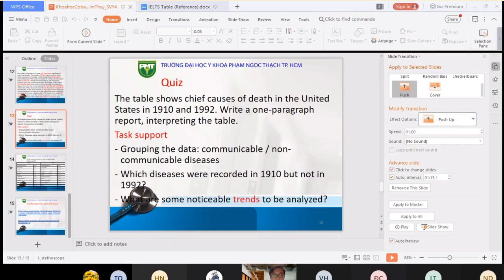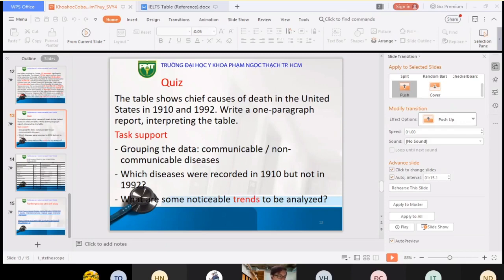Task support, grouping the data. Okay, so you should know how to group data together. Okay, we talk about communicable and non-communicable diseases. Which diseases were recorded in 1910s but not in 1992? Okay, so you should use your pen to circle, right?